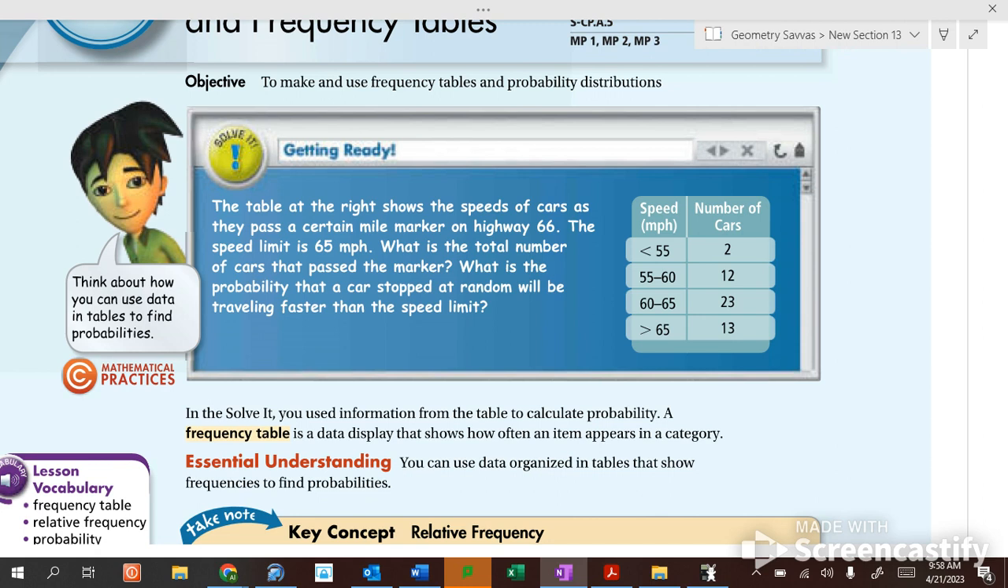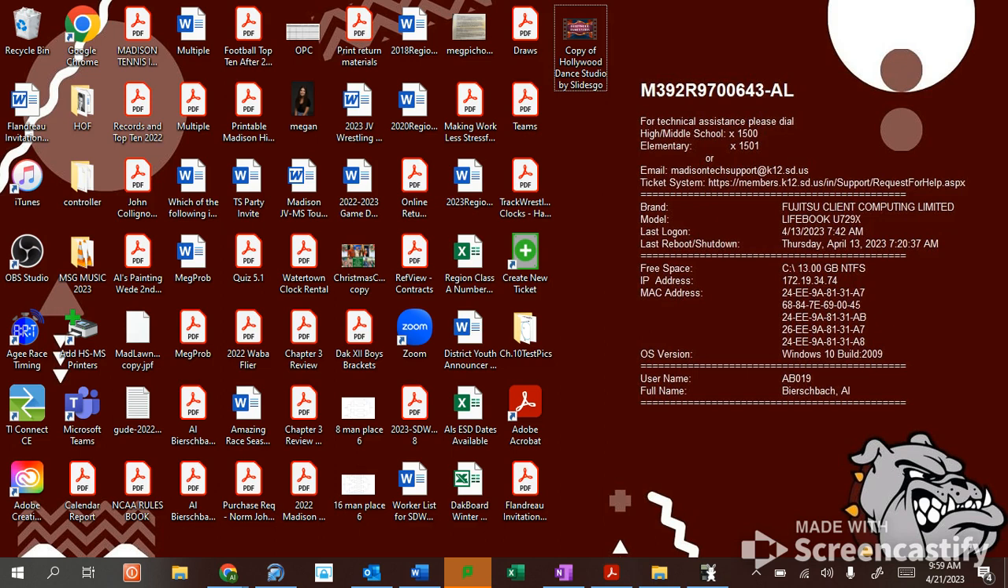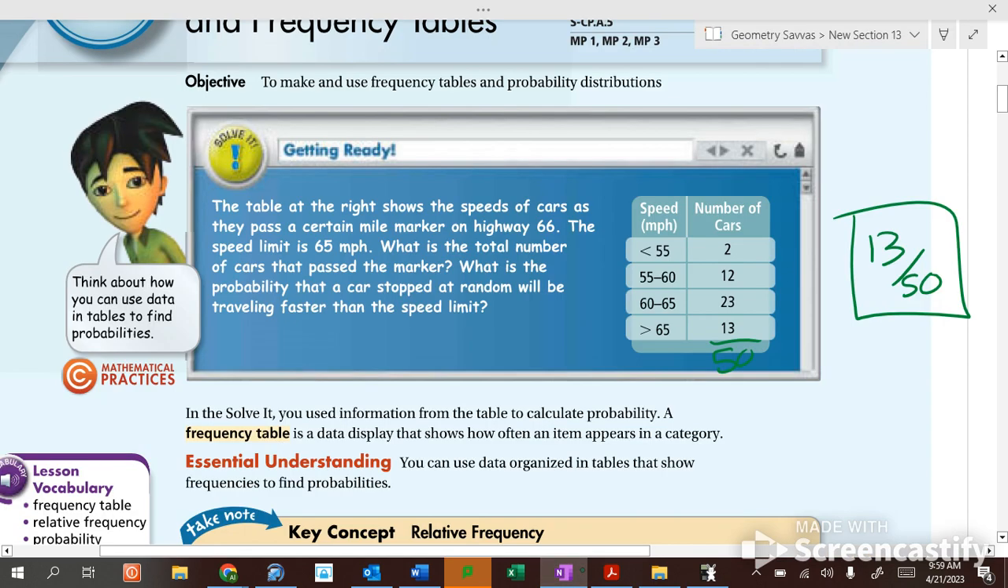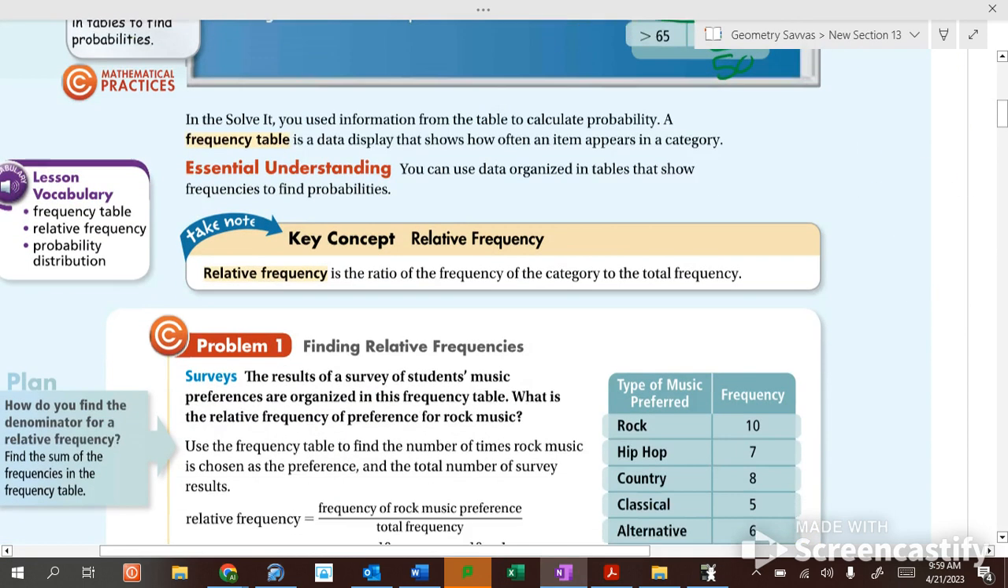Leadfoot. All right, so how many people were speeding there? Well, what you have to do is take 2 plus 12 plus 23 plus 13. If you do that, you can see that there are 50 people driving, okay? So 13 out of the 50 were speeding. This is a frequency table. A frequency table tells you how many are doing some certain attribute, okay?